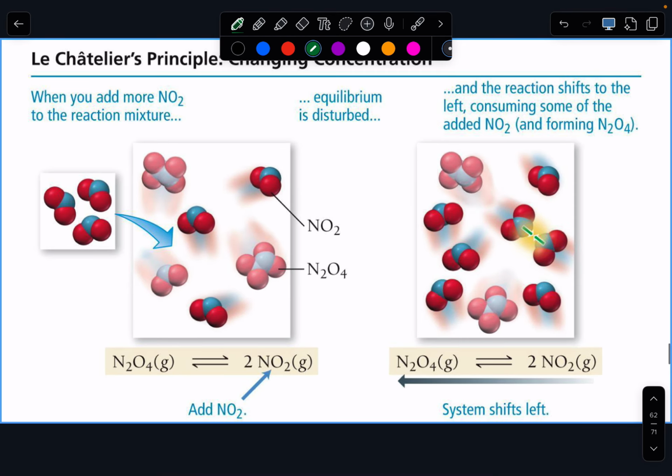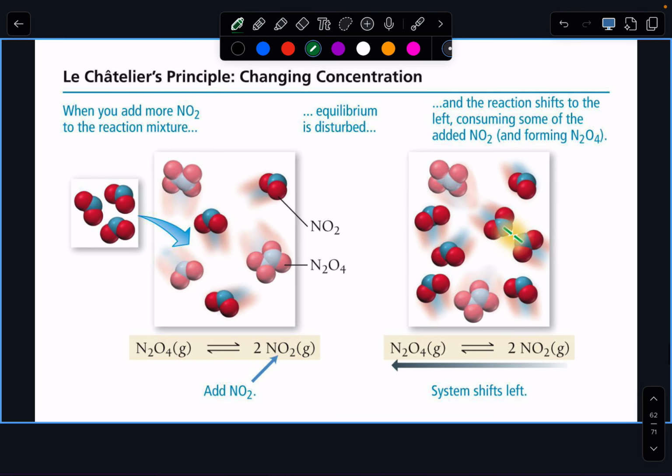Okay, so in this one, it's showing that you have this system at equilibrium. It's got 1, 2, 3, 4 of the NO2s and 2 of the N2O4s. So roughly, I mean, we could solve out the K, but roughly it's a 4 to 2 ratio. Really, it's 4 squared to 2 because of that coefficient.